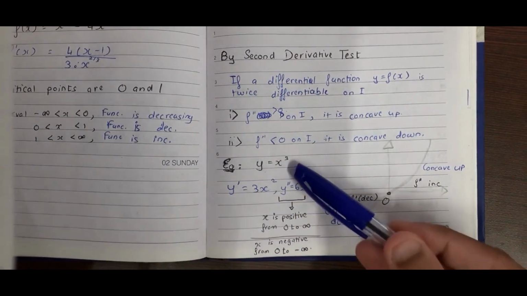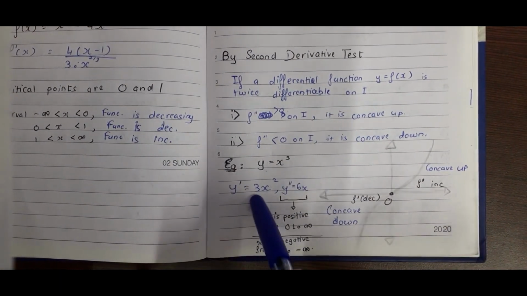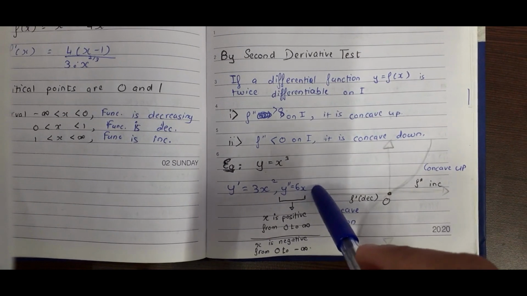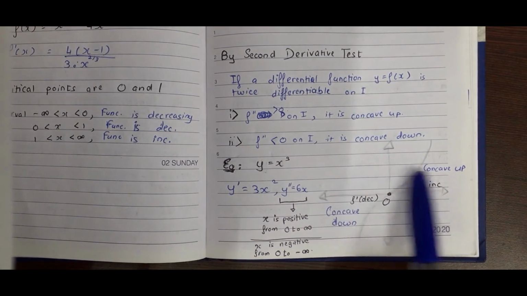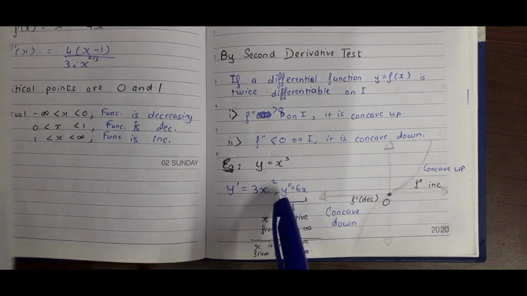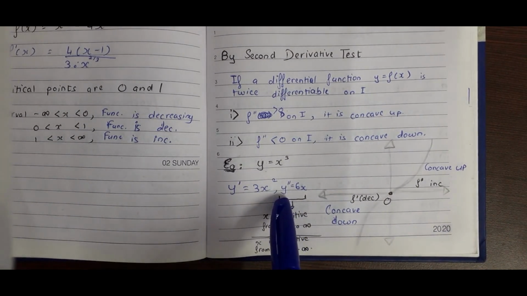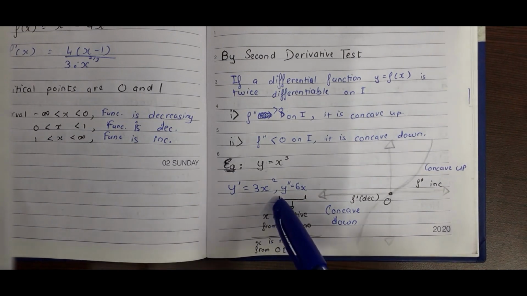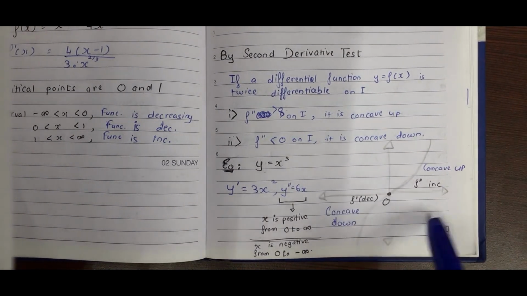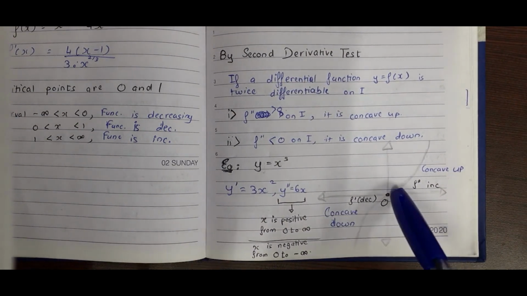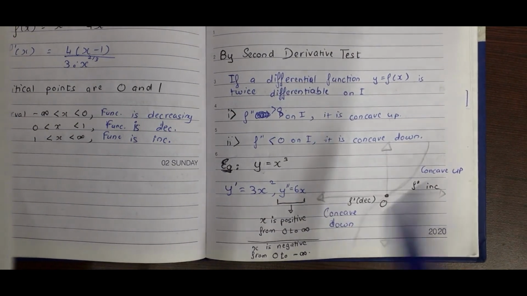We can take the example of y is x cube. The first derivative will be 3x square and the second derivative will be 6x. Now, if we take any value to the right of the y-axis, that's your positive x-axis, you'll get your value of y double dash as a positive value, so you can say it's concave up. If you take any value to the left, so the negative x-axis, you'll get your value of y double dash as negative, so it's concave down.